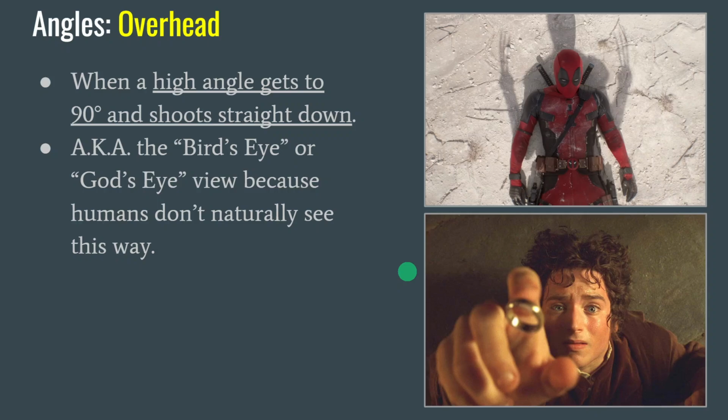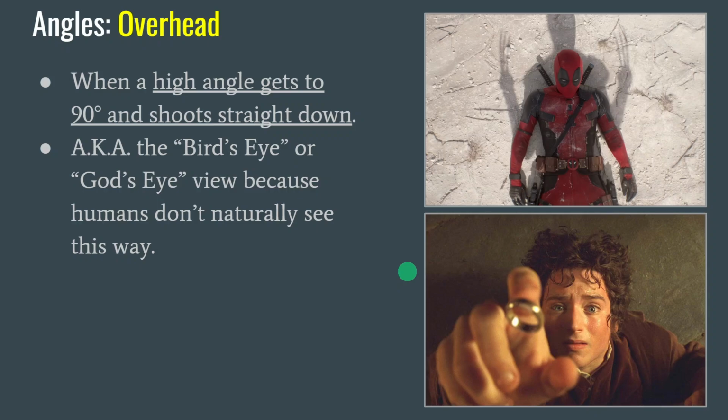We don't naturally just look straight down all the time. We're looking straight forward usually. But that's what this one is called. This one often gives presence to a bird or the divine God, where it's like looking down, because those would be the only creatures that can see from this particular angle, not us humans naturally.